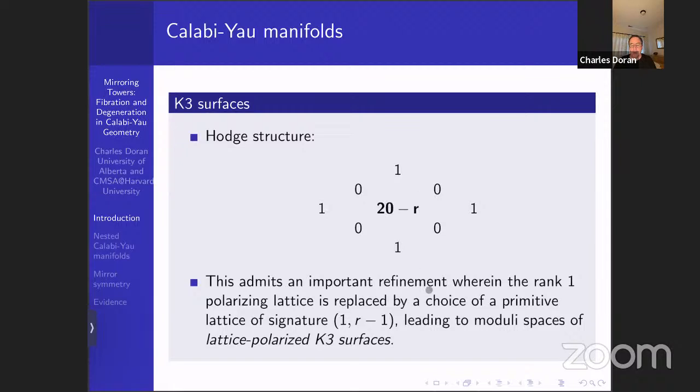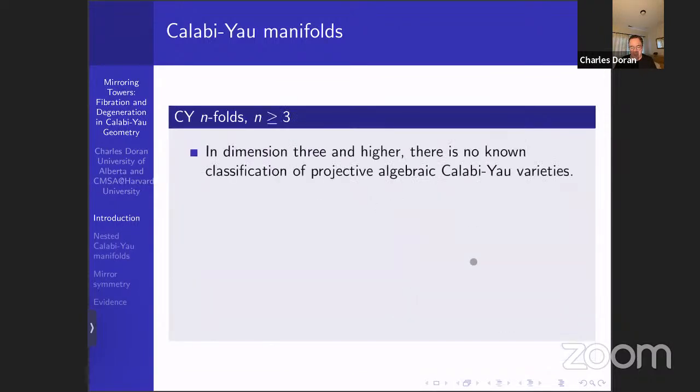So if the Picard rank of the K3 is 20, generically say in your family, then the transcendental rank will pop up here and give you a 20 minus r. And of course, the middle dimensional cohomology you're seeing is 22 minus r, but it's 20 minus r in terms of the weight 2 Hodge structure. Okay, what happens in dimension 3 and higher?